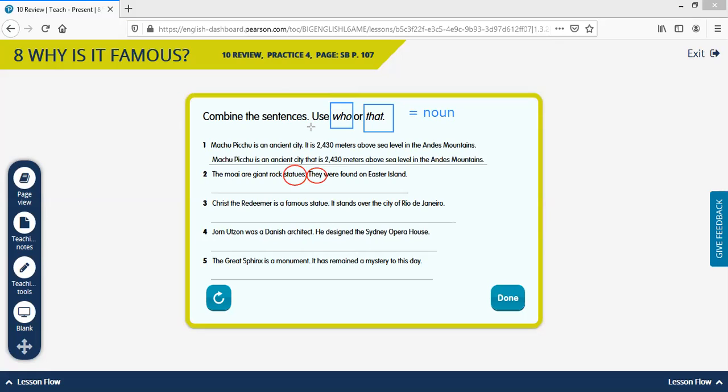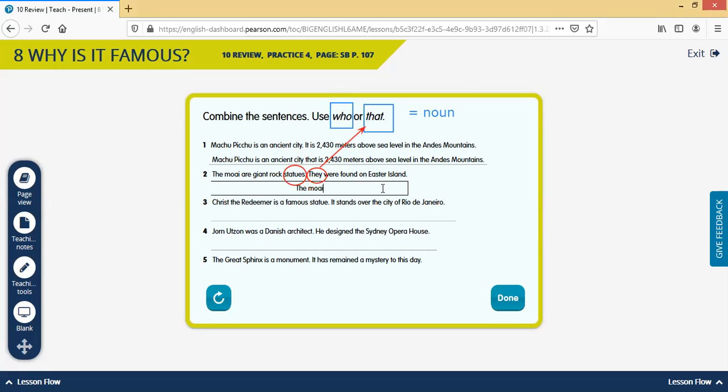So what we're going to do is take the second word and replace it with a pronoun. In this case, that, because we're talking about a thing. All right? And so that's why we're going to say the Moai are giant rock statues. And here we make the change: that were found on Easter Island. Okay?